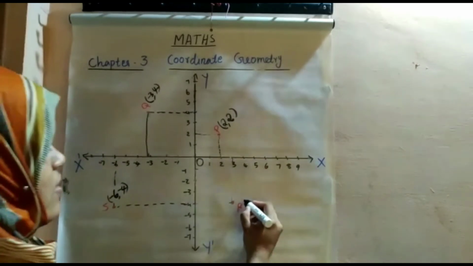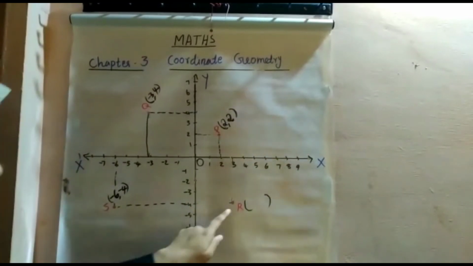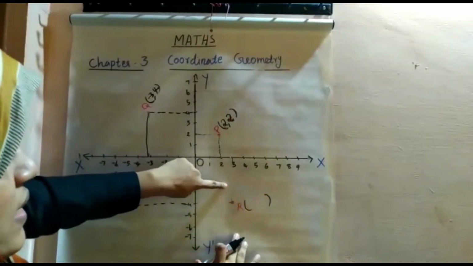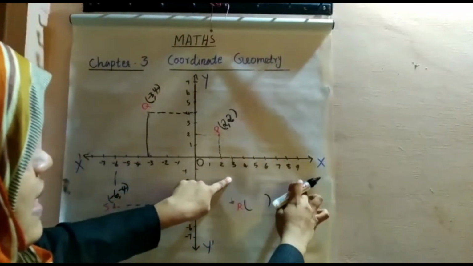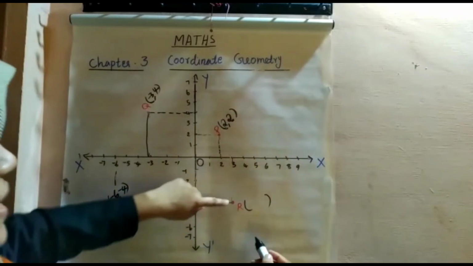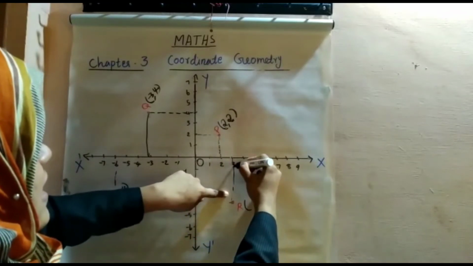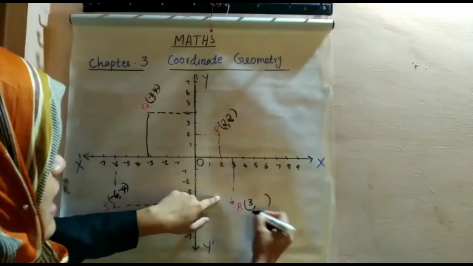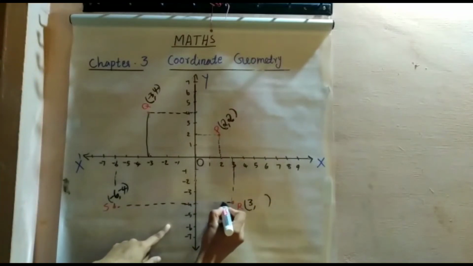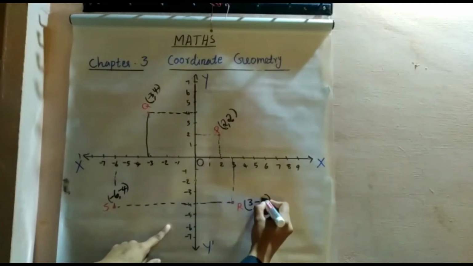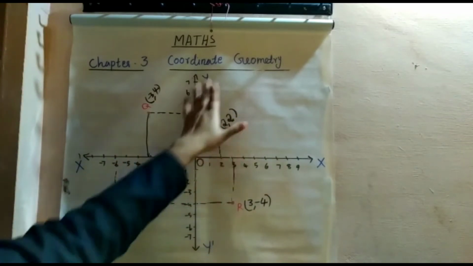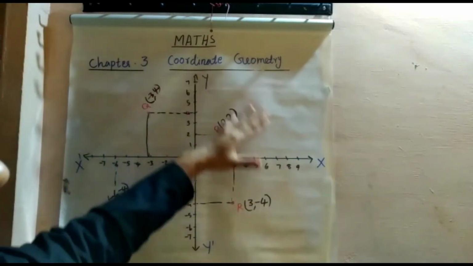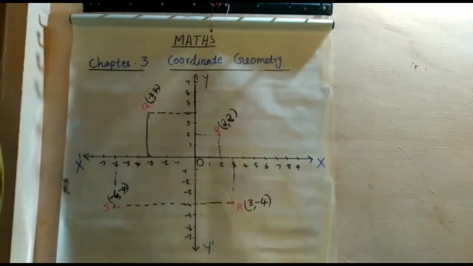The last one, R. Here it is the fourth quadrant. So see, this is positive x and this is negative y. So the x value is 3 and the y value is minus 4. So this is the method of how to find the position or coordinates of points in the Cartesian plane.